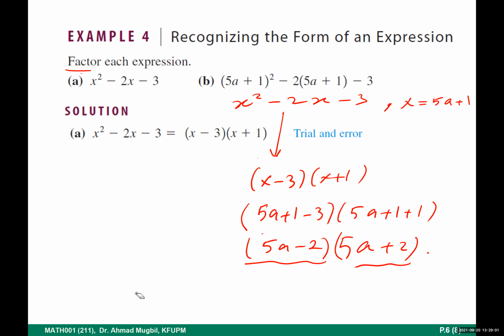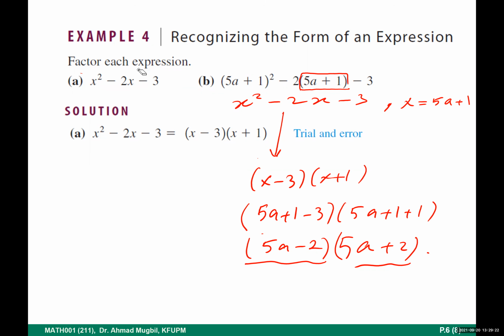By the way, in the previous class, one of your colleagues asked why we didn't take x here as a common factor. It is not a common factor between the three terms. So when you have three terms and you want to factor out a common factor, it should be a common factor between the three terms.